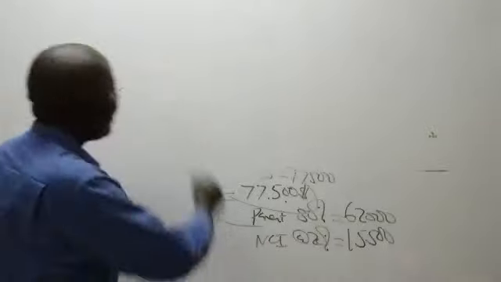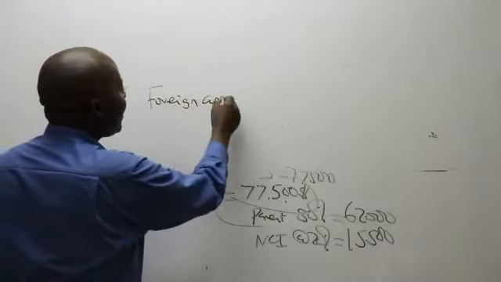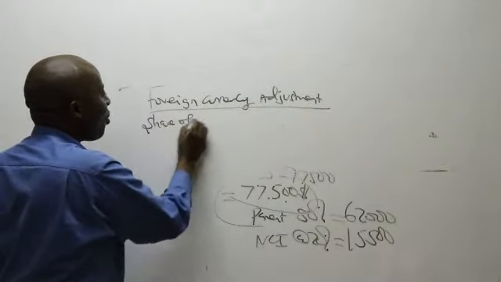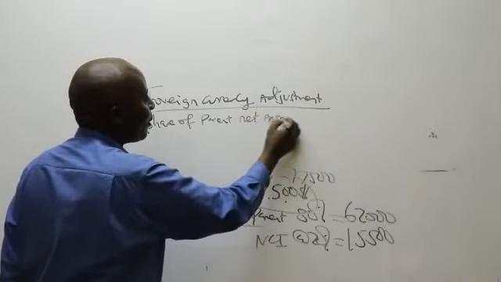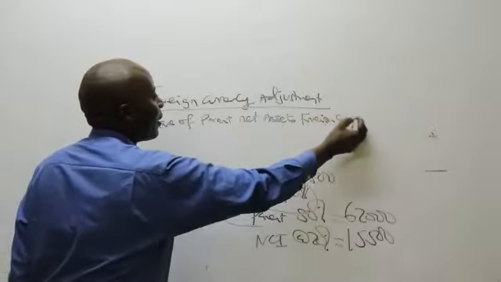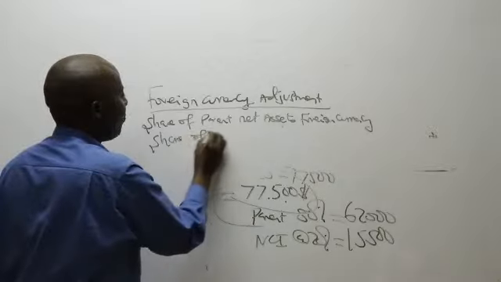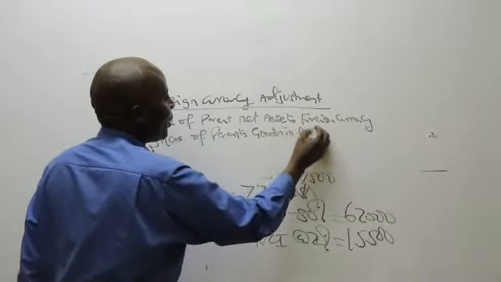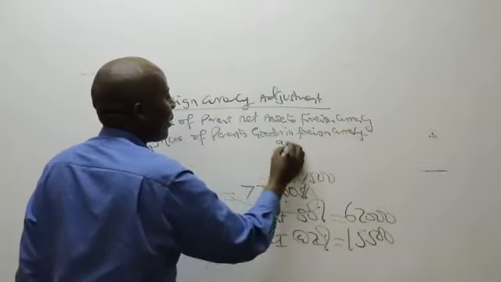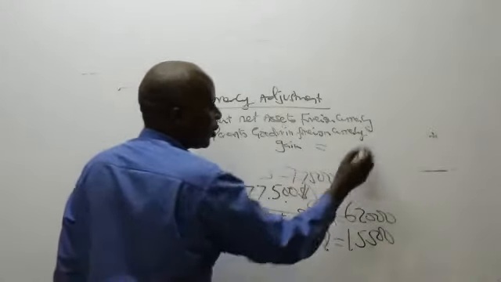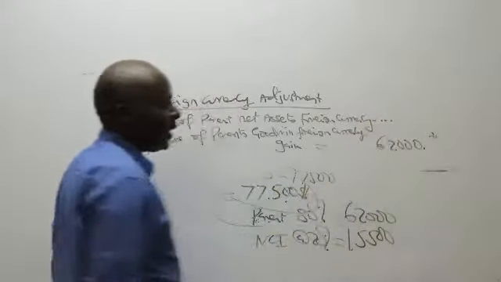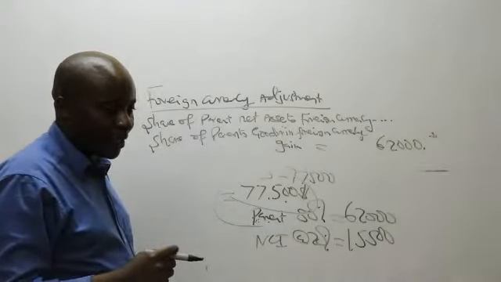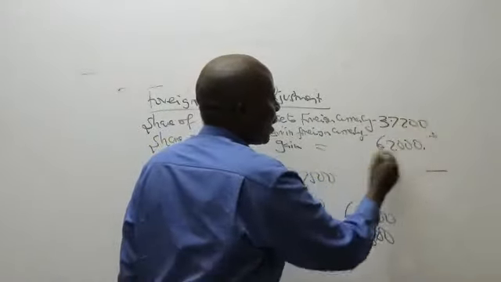There is a foreign currency adjustment there, which has a working. Foreign currency adjustment, I can see there is share of parent's net assets, foreign currency, and there is share of parent's goodwill, foreign currency gain. This is what you told me: goodwill foreign currency gain, 62,000. I had forgotten the parent's one. How much was it, somebody? 37,200.